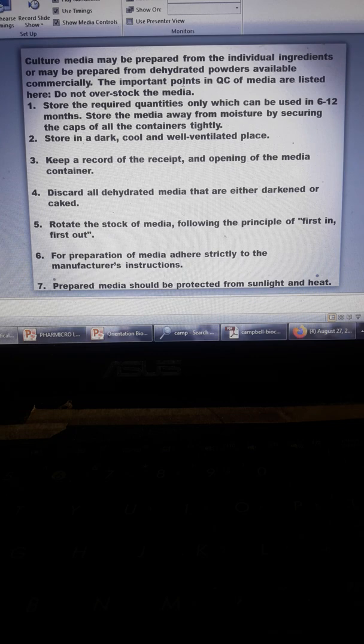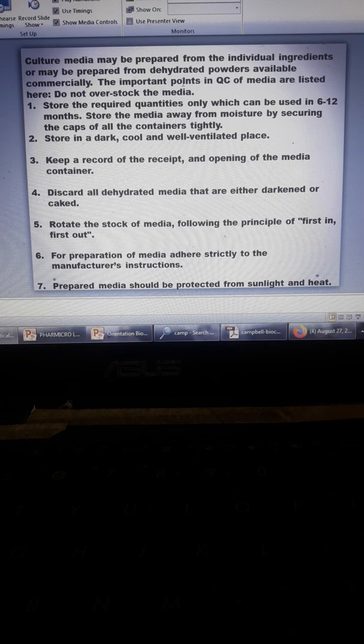Secure the caps of all containers tightly to avoid contamination, because bacteria are already airborne. They're just there. Viruses too, right? Store in a dark, cool, and well-ventilated place because it is considered very reactive in light. Okay? Keep a record of receipt and opening of the media. So, try to file the documents. Discard dehydrated media that are either darkened or caking. Okay, it has become lumpy, so that is already dehydrated.